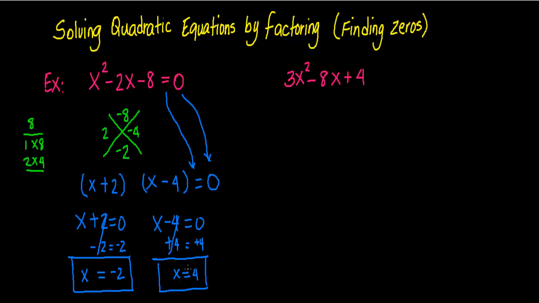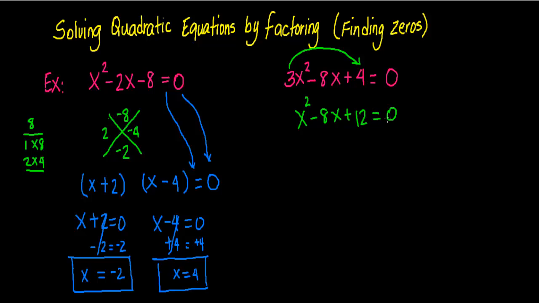Let's do the second example. Remember, whenever you're solving an equation, there has to be an equal sign, and we have to equal it to 0. So once you do that, you use the trick that we learned in class. Since a here is greater than 1, the first thing you're going to do is multiply that a times your c. And you rewrite the expression without the a equal to 3. You rewrite it as x squared minus 8x plus 3 times 4, which is 12, equals 0.